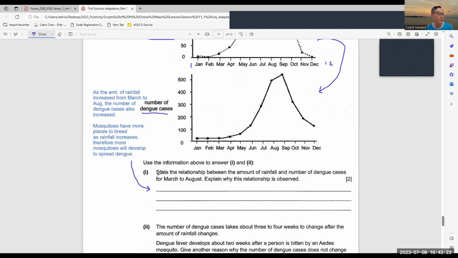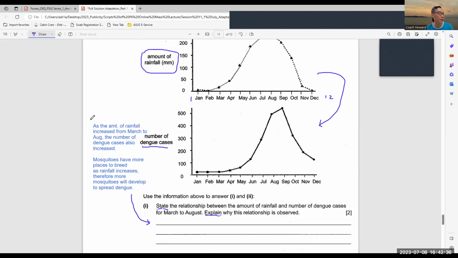So number one, they say state the relationship. Okay, state the relationship means very easy. But however, after you state, you need to explain this relationship, which is slightly more difficult. So by stating, this is the part 1 answer. So you mention as the amount of rainfall increased from March to August. Okay, March to August, you can see here, March to August increase. So you limit yourself in your analysis to this part.